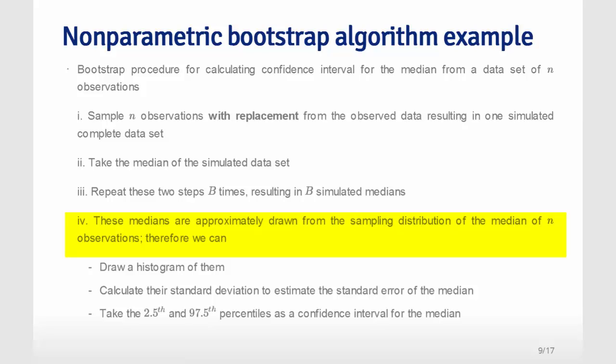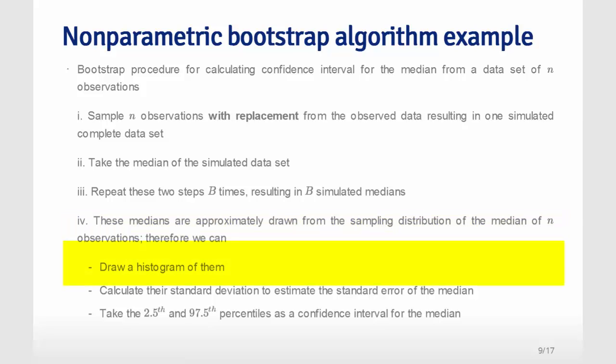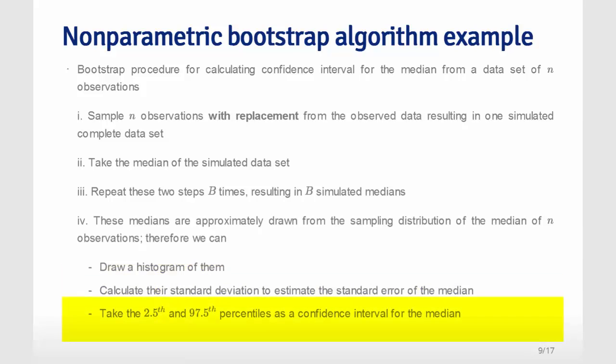When we do this, what we can do with our bootstrap resamples is, the first thing is you always want to draw a density estimate or a histogram of them. But you also could calculate their standard deviation, which will give you an estimated standard error of the median. You could take quantiles of your bootstrap resampled medians and say, for example, the 2.5th and 97.5th quantile, and those form a so-called bootstrap confidence interval for the median.